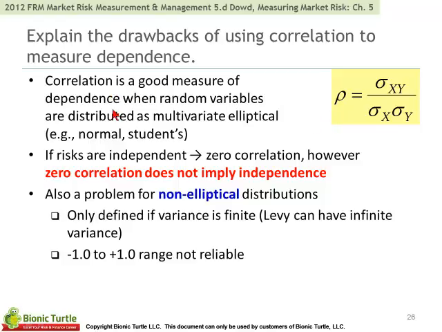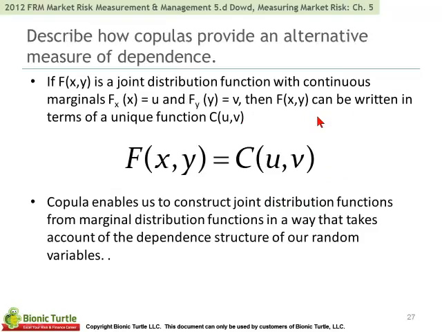So correlation is a good measure of dependence when random variables are distributed as multivariate elliptical, for example, normal. And if the risks are independent, then we have zero correlation, although it's not the converse. Zero correlation does not imply independence. But correlation can be problematic for non-elliptical distributions. And a key issue with correlation is that it assumes a linear relationship, and oftentimes the relationship is not linear.